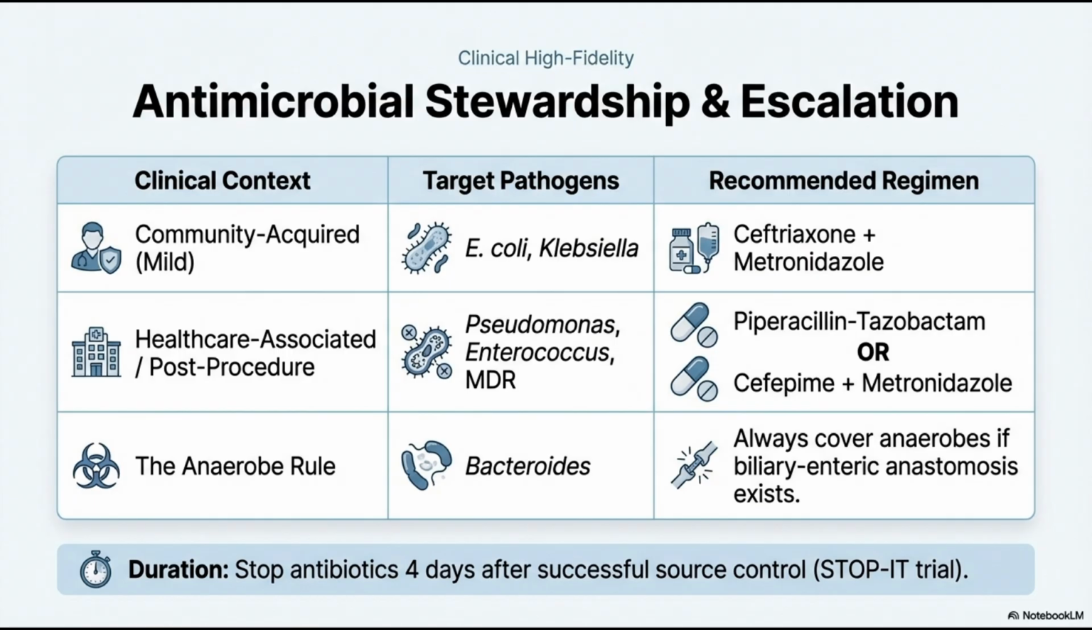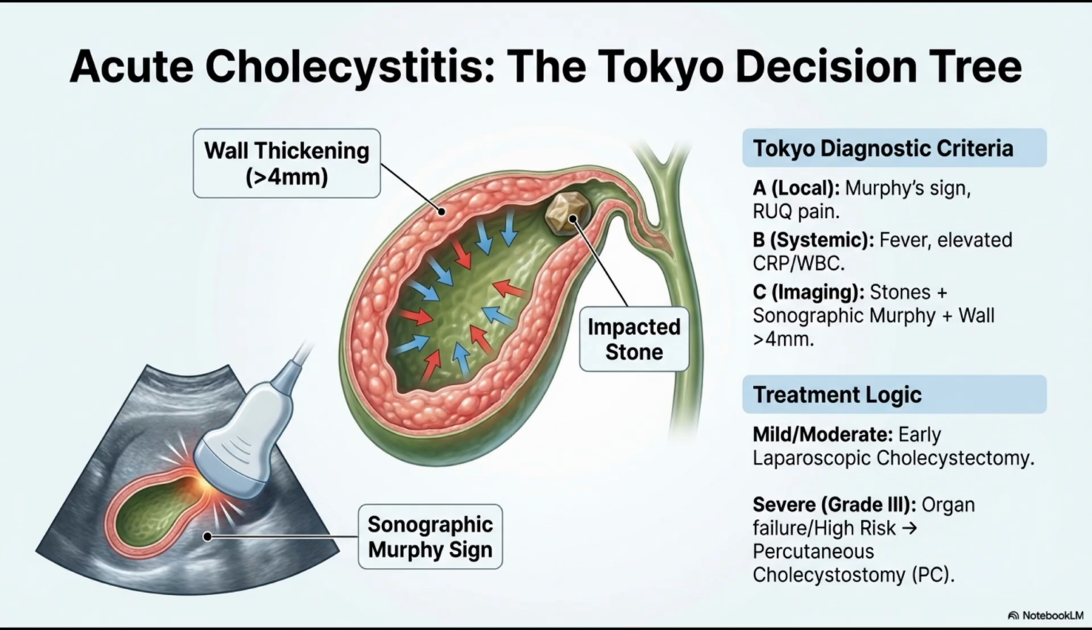Section 5, acute cholecystitis. We have calculous, with stones, and acalculous, without stones. Right, and 90 to 95% are calculous. The cystic duct gets blocked by a stone, the gallbladder gets inflamed and infected. And the standard treatment is early laparoscopic cholecystectomy. Right. Get the gallbladder out, usually within 24 to 48 hours.